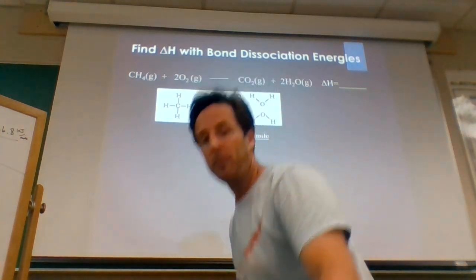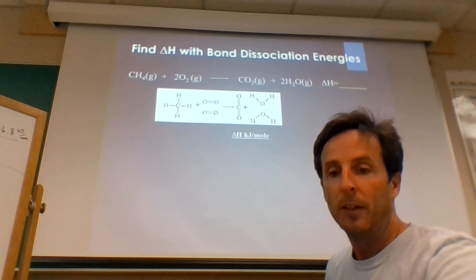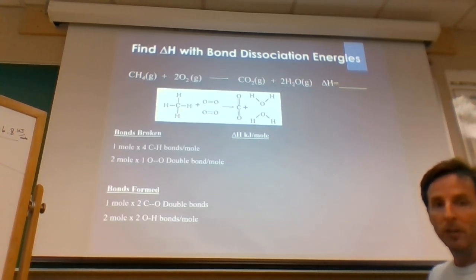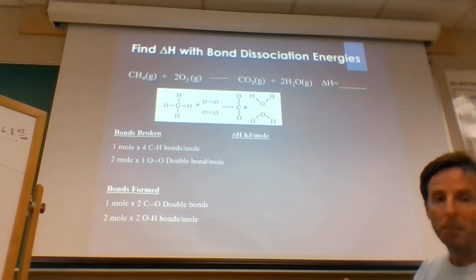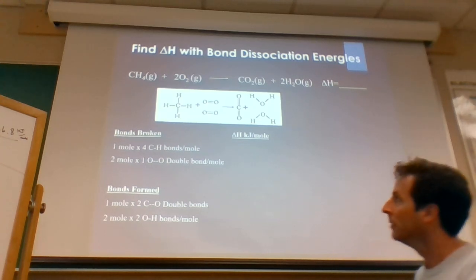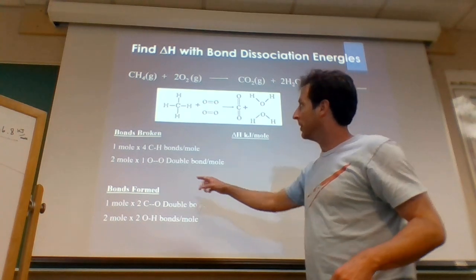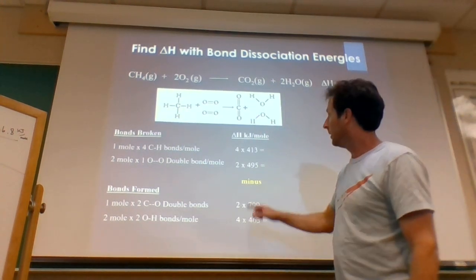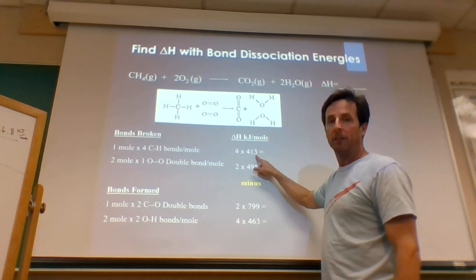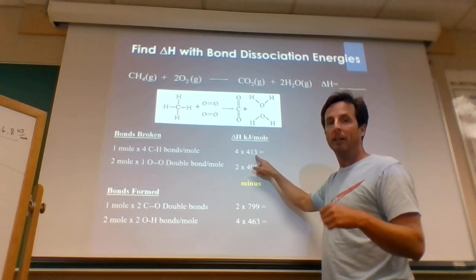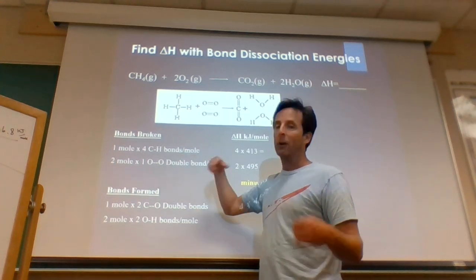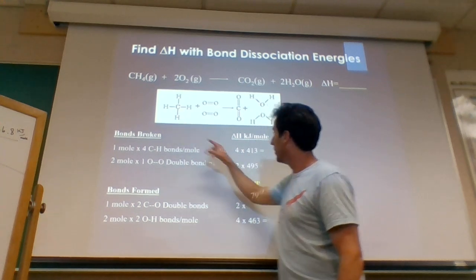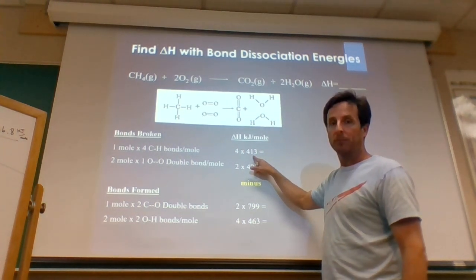Now, when I set this up, again, I told you we have to do the bonds broken in the reactants minus the bonds formed in the products. So if you look up the numbers, the CH bond right here, the number we need is 413. That's the bond energy, the amount of energy it takes to break a CH bond. But I need to break all 4 of them. So it's going to be 4 times 413.